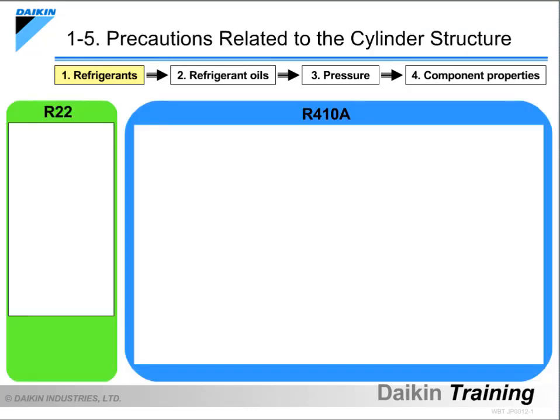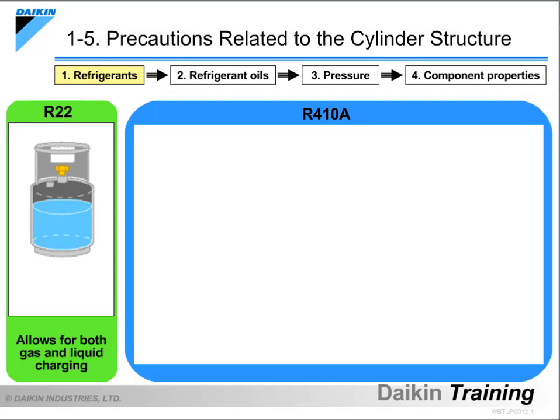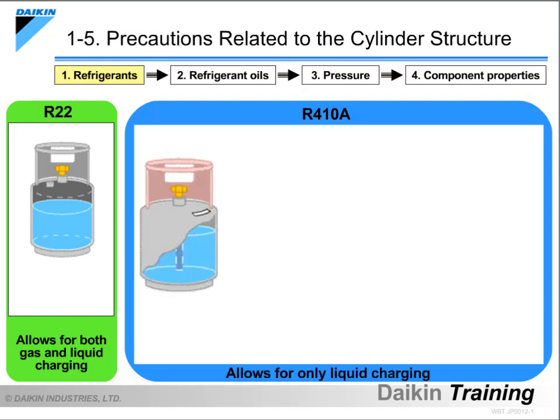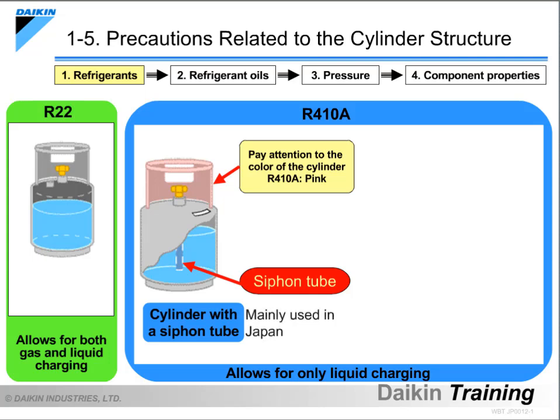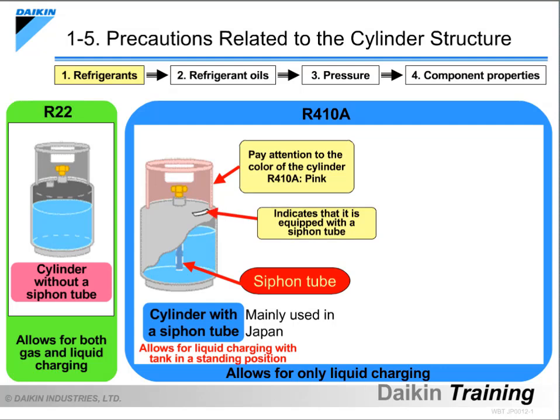Let's now learn about the structure of the cylinder. This is a refrigerant cylinder for R22, and the internal structure is as shown here. This is a refrigerant cylinder for R410A, and the internal structure is also shown here. The R410A cylinder used in Japan comes in a different color to differentiate it from other refrigerants. It has a siphon tube and allows for easy liquid charging even when the cylinder is standing, and a sticker indicating that it is equipped with a siphon tube is attached to the cylinder.